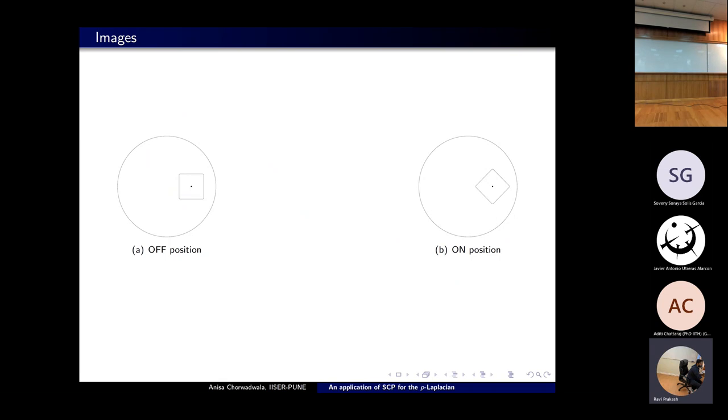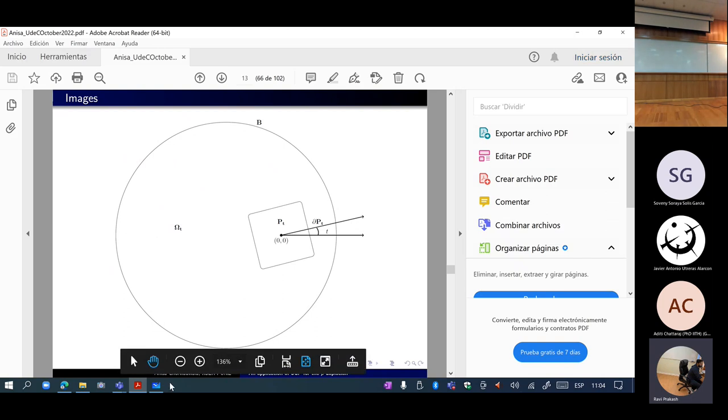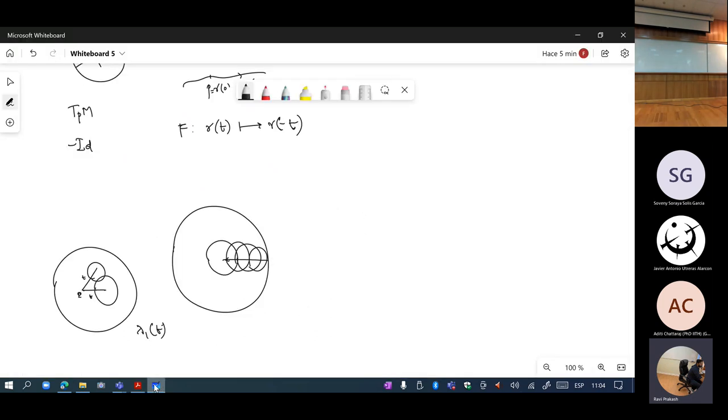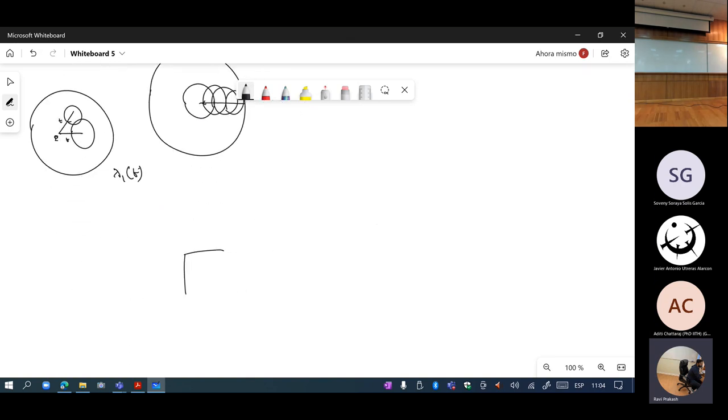In the off configuration, when you look at this square, there is an in-circle and an outer circle. Can I draw it and show? If I have a square, because it has dihedral symmetry, there is a unique center, and there will be a largest circle contained inside the square, which I will call the in-circle.